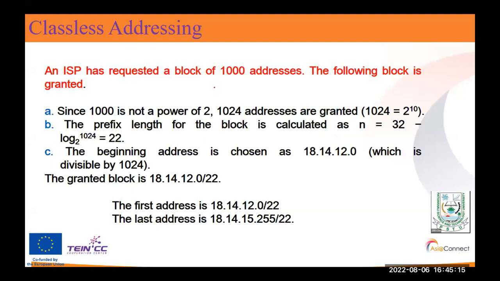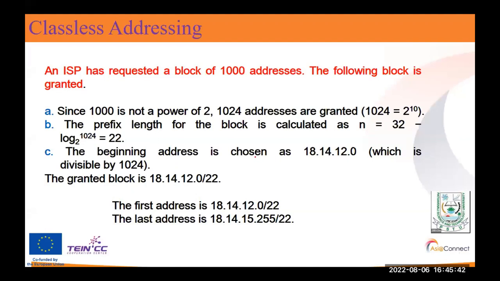That means in this block, the prefix length n should be equal to 32 minus log base 2 of N, where N is the total number of addresses. So the prefix length we can calculate by using the previous equation: N equals 2 to the power 10, so log base 2 of 2^10 is 10, then 32 minus 10, the prefix length will be 22. So is it clear or not?